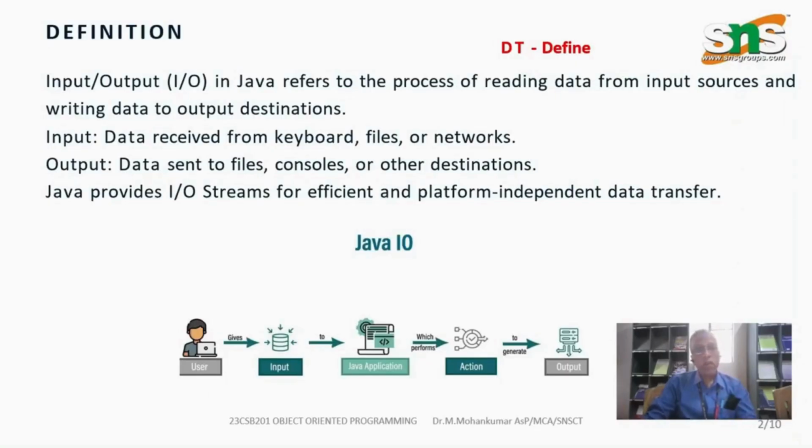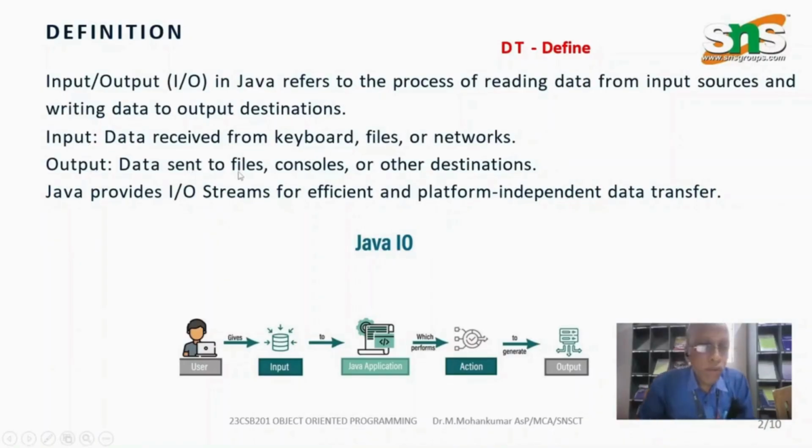The definition of input and output operations in Java refers to the process of reading data from an input source and writing the data to an output destination. For input data, we give input through the keyboard, mouse, or files. So it is called data received from the keyboard, files, or network. We call these input devices. Then output is where we see the result we are going to get. That is called output.